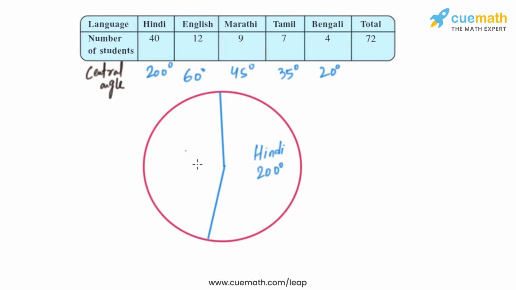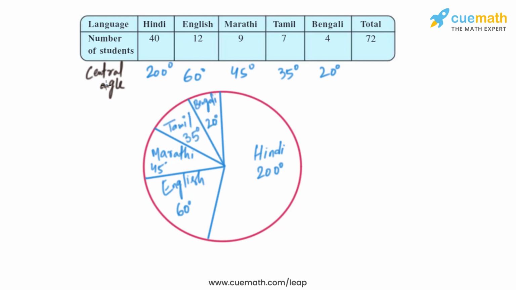Now let's draw for English, that is 60 degrees. So it will be somewhere like this. If you draw 60 degrees using a protractor, it will be somewhere like this. So this is how we will draw for Marathi, that is 45 degrees, and in a similar way we will draw for Bengali and Tamil. So we'll draw a line like that which is 35 degrees. So this is how we will draw for Tamil, and the rest that will be left over is of Bengali. So this is how we will draw the pie chart.